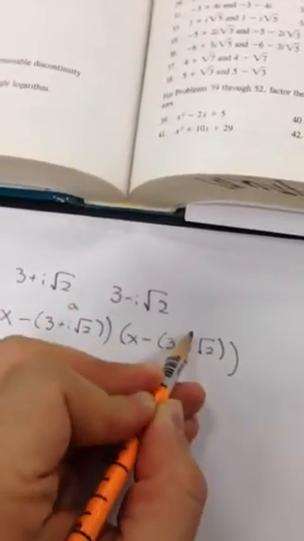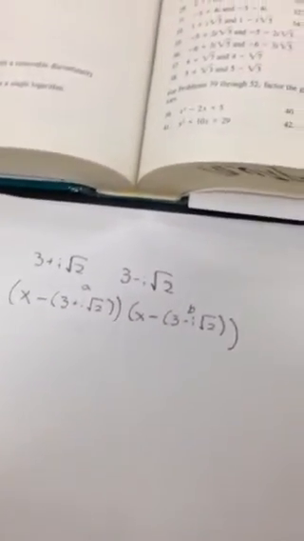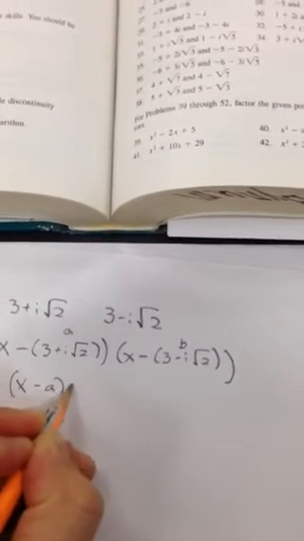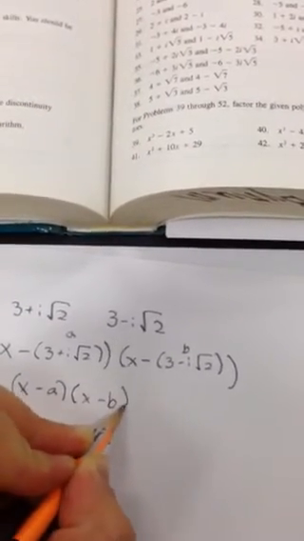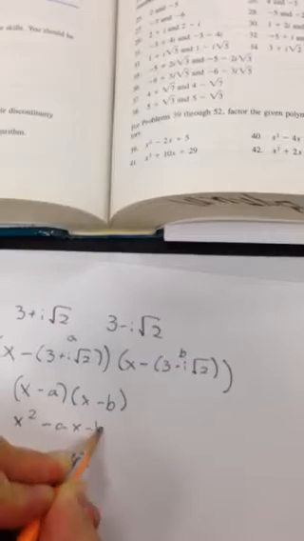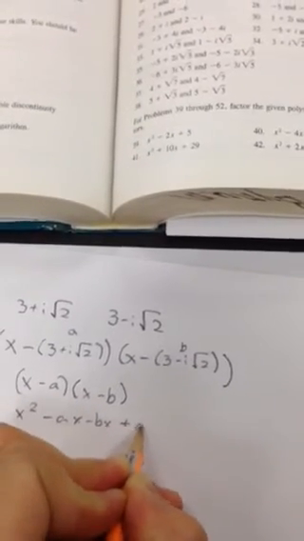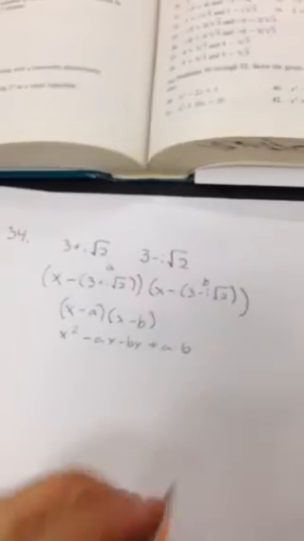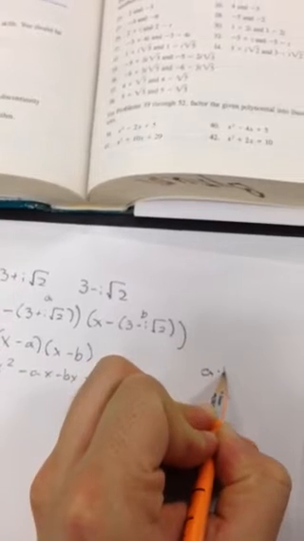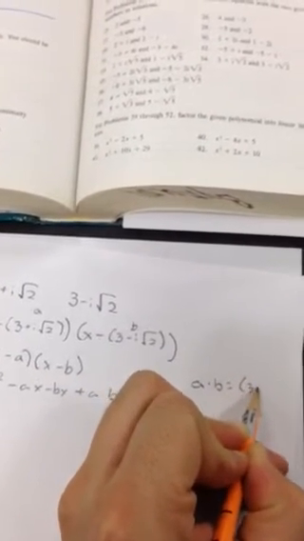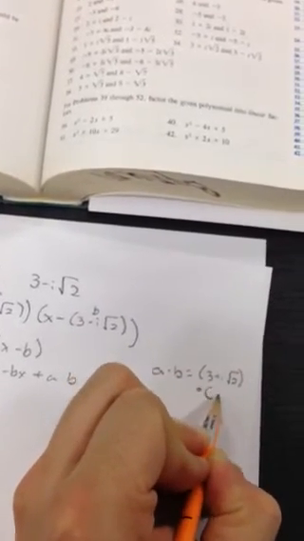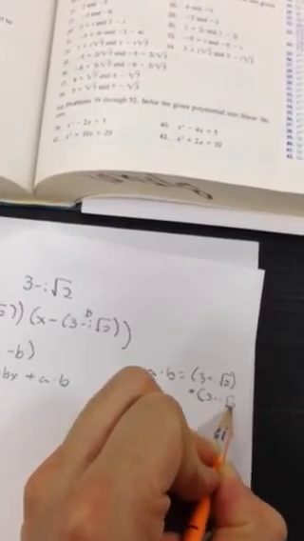We're going to make this a, we're going to make this b. And so instead of having all of that, we really have x minus a and then x minus b. So we have x squared minus ax minus bx plus a times b. Now we can figure out what a times b is, because that is 3 plus i square root of 2, and then times 3 minus i square root of 2.